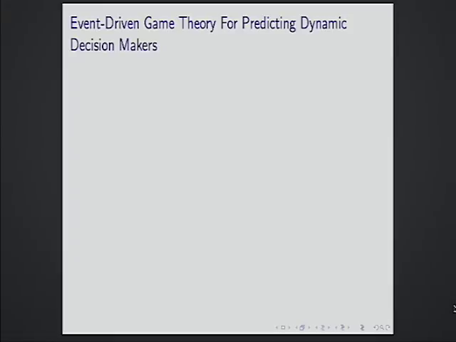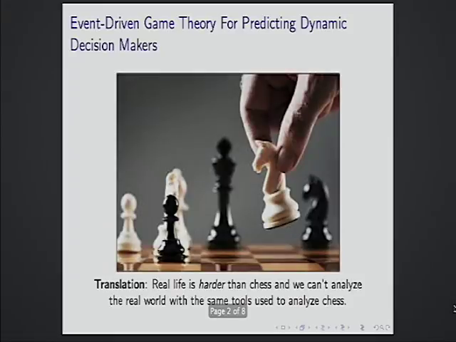So what does that mean? Life is harder than chess. That's all we really need to think about. We can't analyze the real world with the same tools we use to analyze chess. For those of you that don't know, the tool that we would use to analyze chess is known as game theory. It's what we use to analyze interacting decision makers. Traditional game theory, for the most part, has analyzed games like chess, or, dare I say, simpler versions of that.